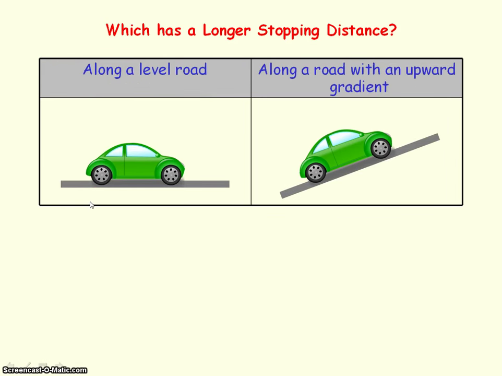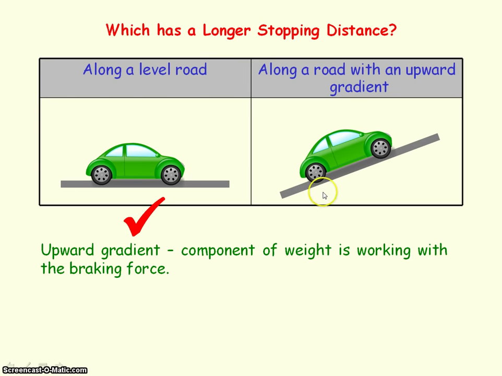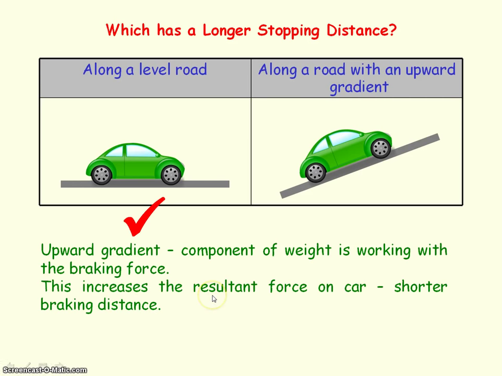A car along a level road will have a longer braking distance and hence a longer stopping distance than a car moving along a road with an upward gradient, and that's because the car moving along the upward gradient has a component of weight that is working with the braking force. They're both acting in the opposite direction to the motion of the car, and so this increases the resultant force on the car, so there'll be a greater deceleration on the car, so a shorter braking distance.